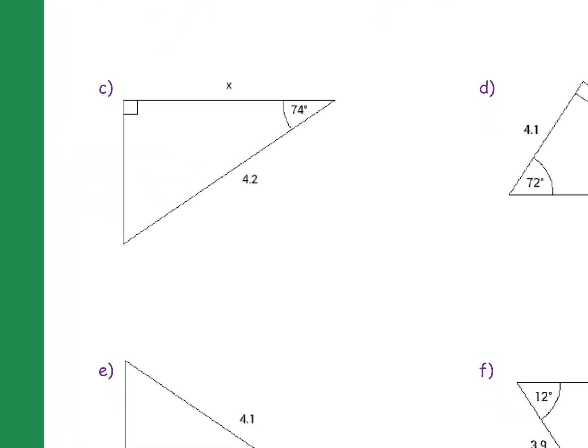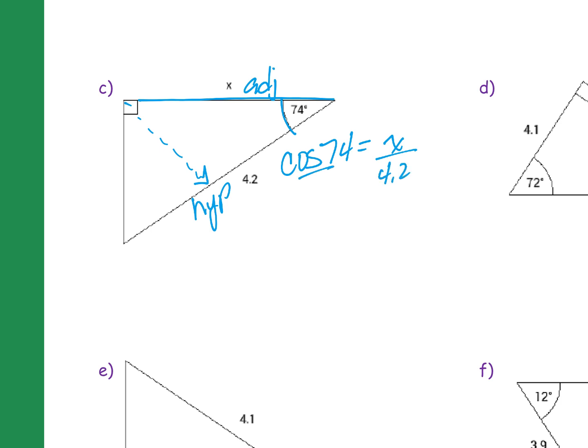C. Here's my angle, hypotenuse, side adjacent. So I've got the cosine of 74 equals x over 4.2. Cross multiply. X is going to equal 4.2 times cosine of 74, which is approximately equal to 1.2.